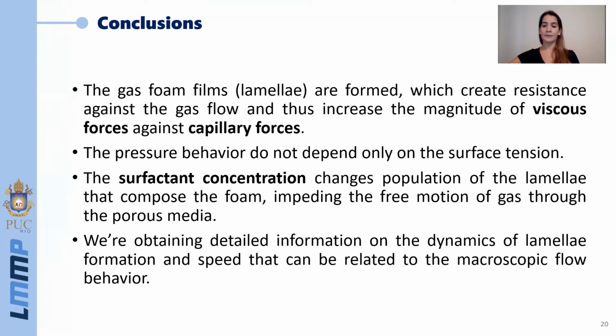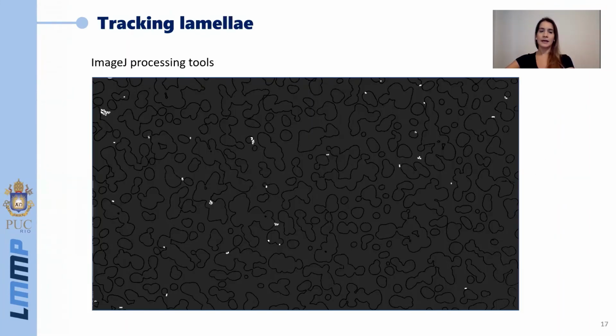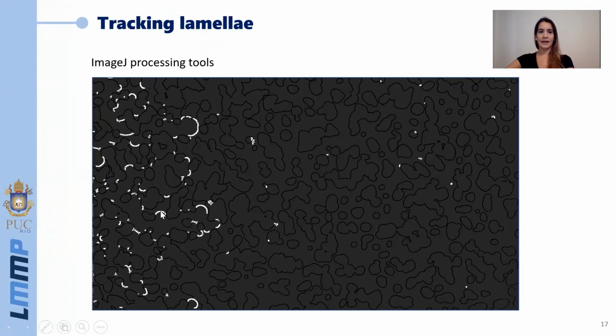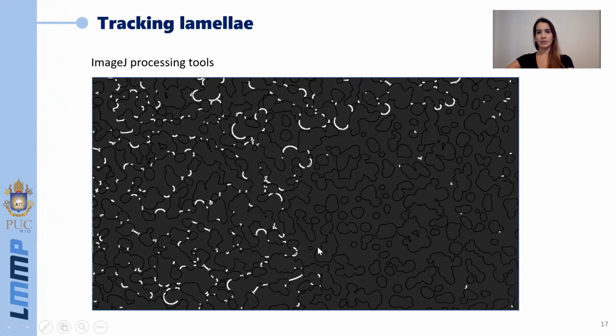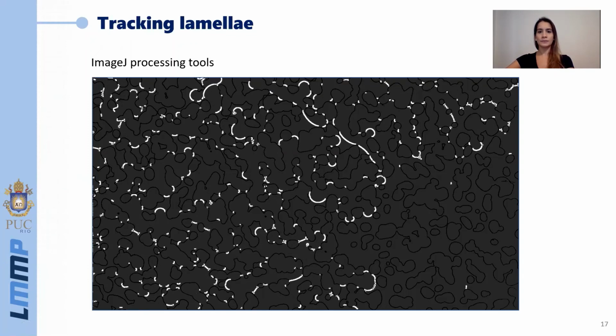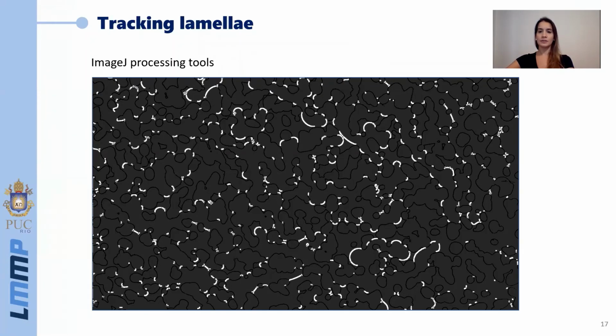Here is another analysis that we're doing now. We are tracking the lamellae. We can see the gas invading here. The lamellae are these white parts. We're using the ImageJ processing tool.